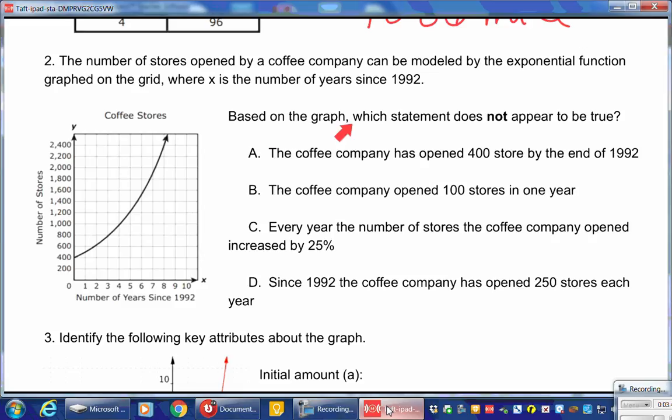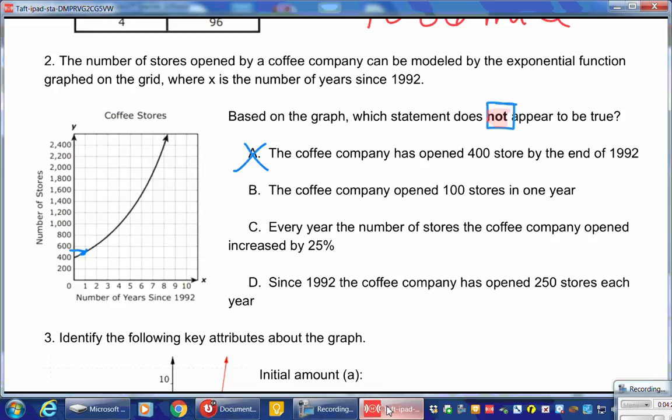So let's see, based on the graph, which statement does not appear to be true? Not. That's a very, very, very important word. Not true. So let's take a look at answer choice A. It says the coffee company has opened 400 stores by the end of 1992. So the end of 1992, that's going to be right there, because that's the beginning of 1993. So 400 stores, they've opened 400 more stores. That would mean that we went from 400 to 800. So that one, not true, because that looks more like 500. Okay.